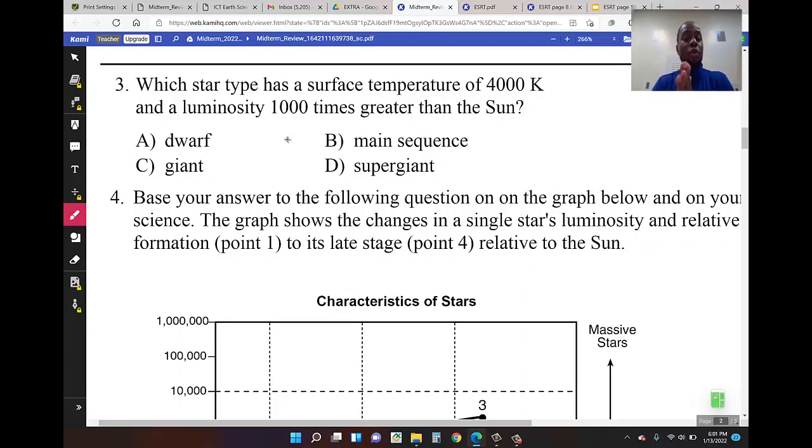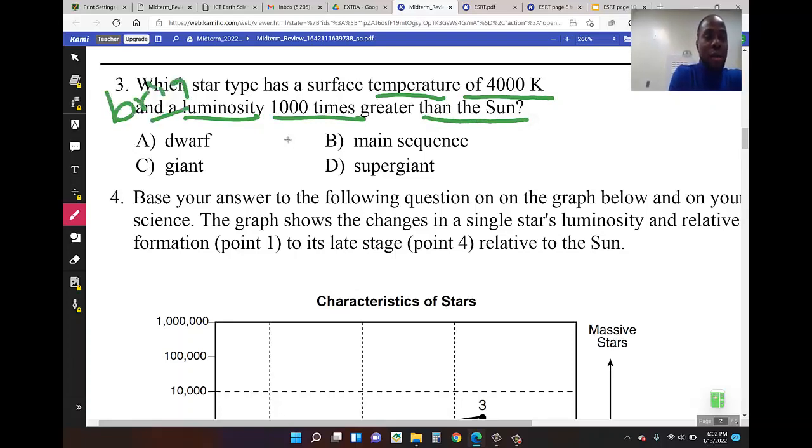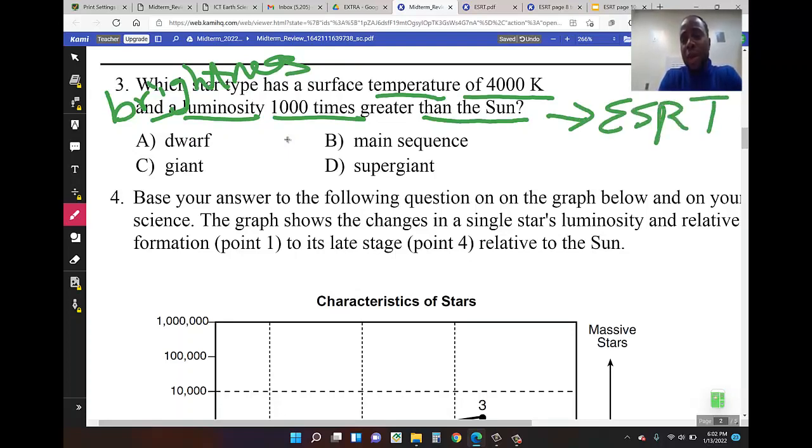All right, question number 3 says, which star type has a surface temperature of 4,000 Kelvin and a luminosity 1,000 times greater than the sun? So I have temperature of this and luminosity of this, and the question says than the sun. So we know what luminosity is. Luminosity is brightness, how bright a star is. Okay, so what page of the Earth Science reference book can help us with this? This is definitely ESRT page number 15, characteristics of stars.